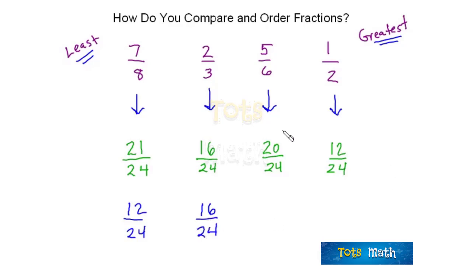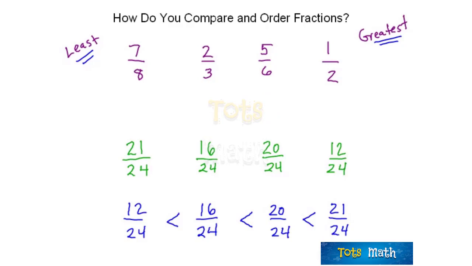The next largest numerator is 20. So 20/24 is the next largest fraction. And finally, 21 is the largest numerator, so 21/24 is the largest fraction. So 12/24 is less than 16/24, which is less than 20/24, which is less than 21/24.